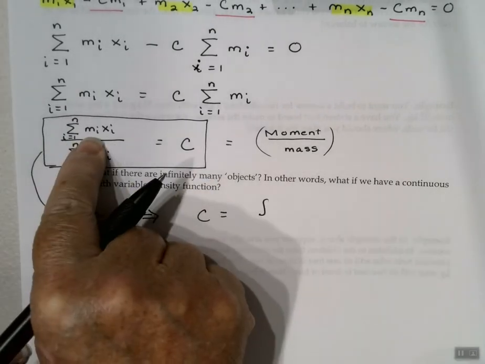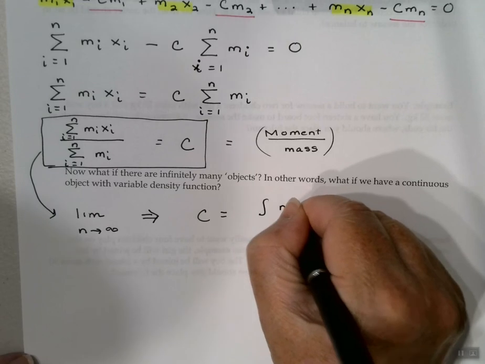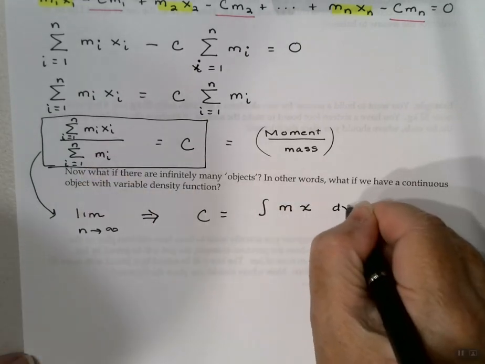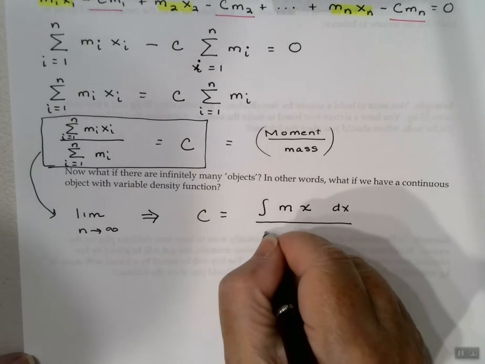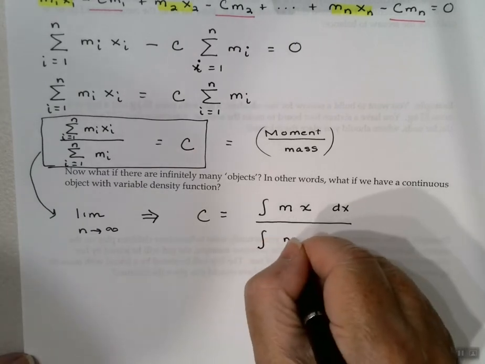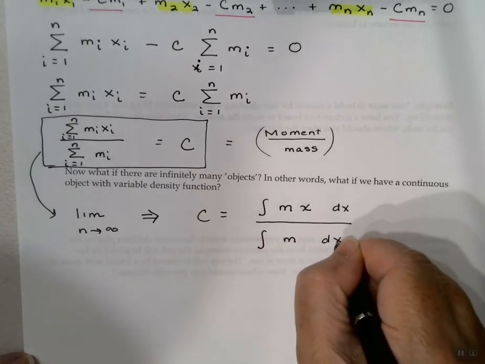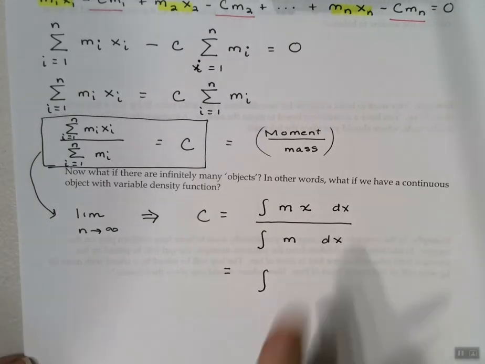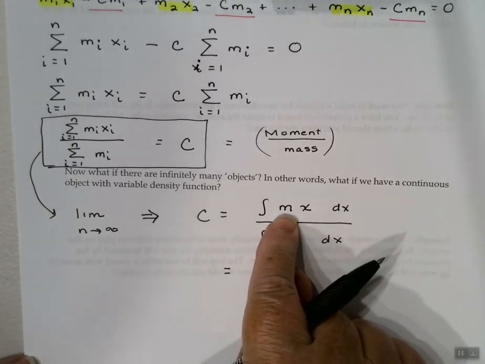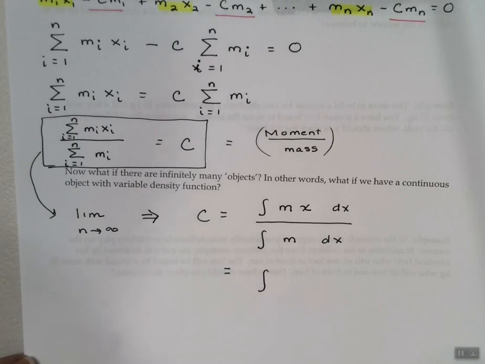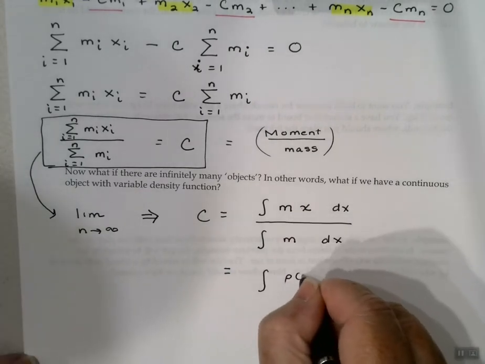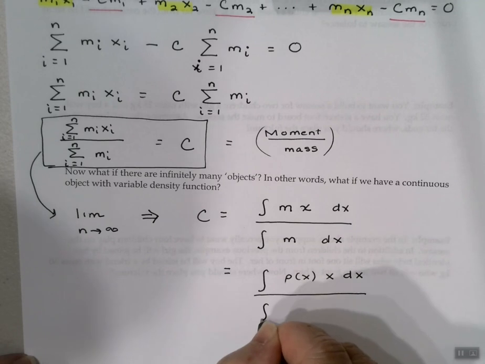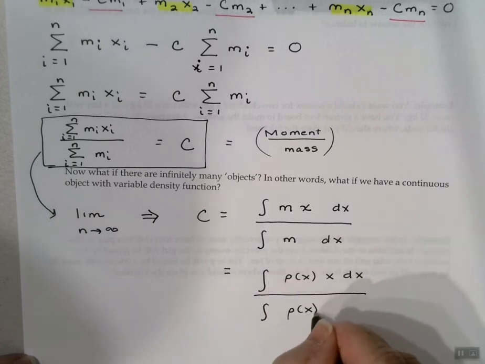So it would be the integral of the mass times x dx over the integral of the mass dx. And then we'll remind ourselves that if the mass is actually given to us as a density function, this could be rho of x times x dx. And this could just be rho of x dx.